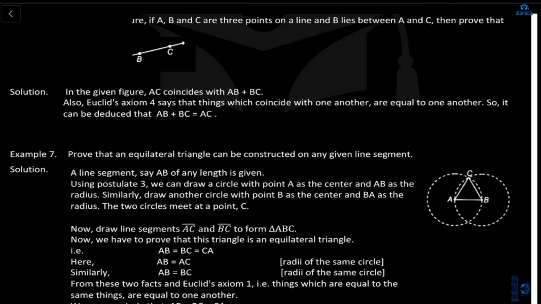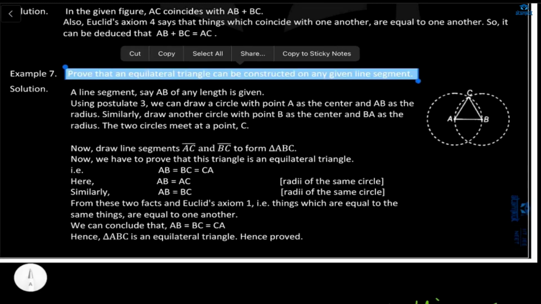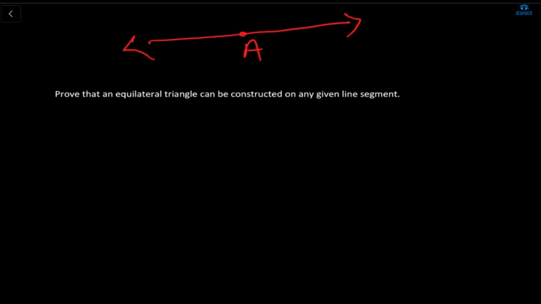Now, let me see this question. I think this question is in your NCERT book also, and it has been asked also. Let me copy the question. Prove that an equilateral triangle can be constructed on any given line segment. For a given line segment, you can draw an equilateral triangle. Only a line segment is given. You can name it AB or PQ, anything. So, how can we draw an equilateral triangle on a given line segment?